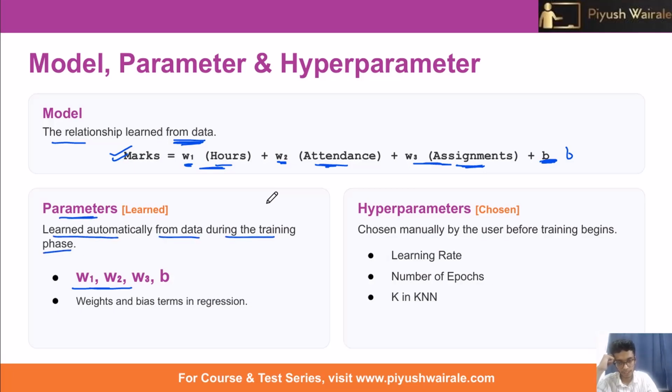This is the example of regression outcome. Basically we try to fit a curve using the features. So these weights are the parameters for regression. Okay, the weights and bias term of the regression. These are the parameters of a model. Okay, now talking about hyperparameter.